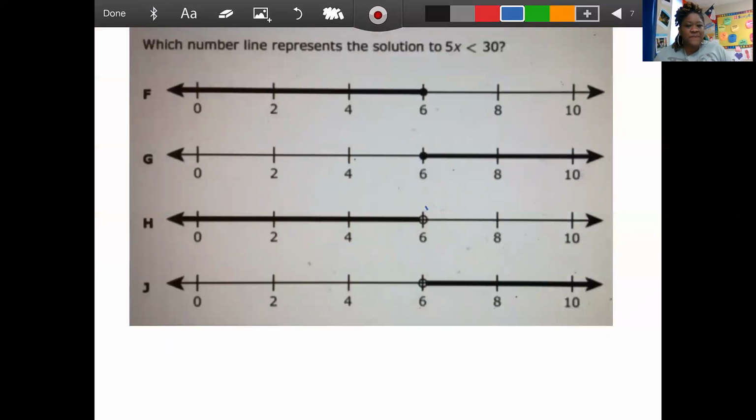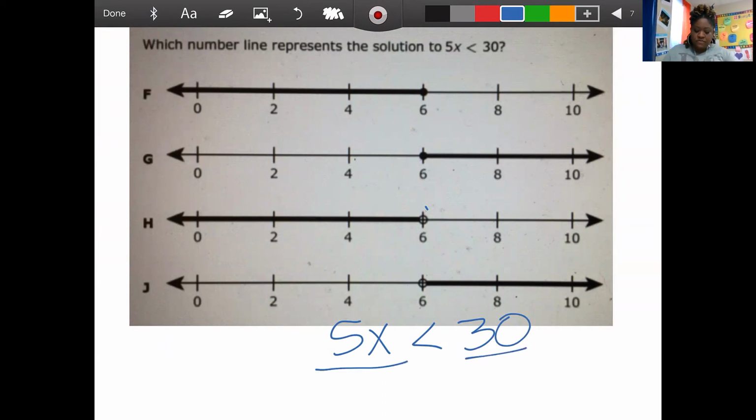Next one, which number line represents the solution? 5x is less than 30. So you have 5x less than 30. Remember, we're just solving for a variable, guys. So 5 times what number is going to get us less than 30? So in order to solve, we have to get rid of the 5, okay? We have to isolate the variable, which is the x. So the only thing that would get rid of the 5 is division, because with multiplication, you have to do the opposite operation. So you divide both sides by 5, and you have to bring all your information down, because you have to keep it a number sentence, okay?